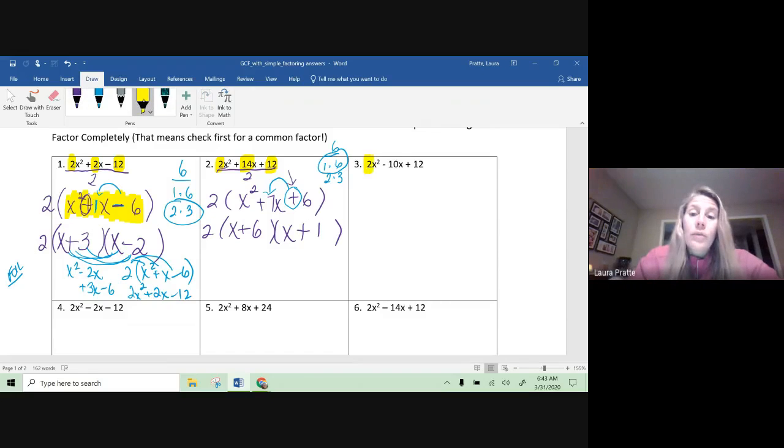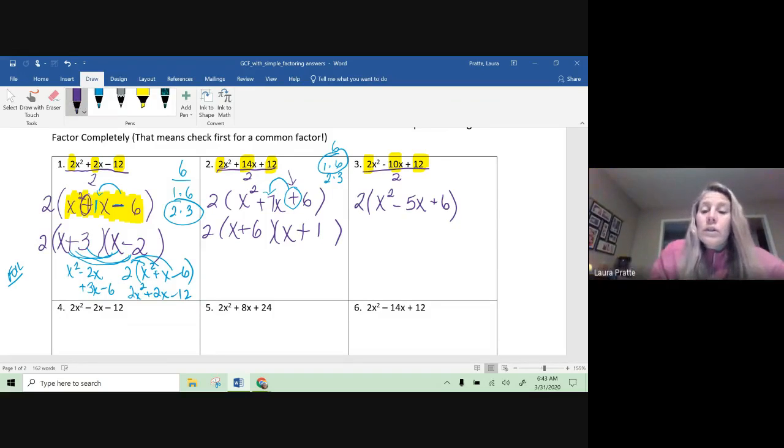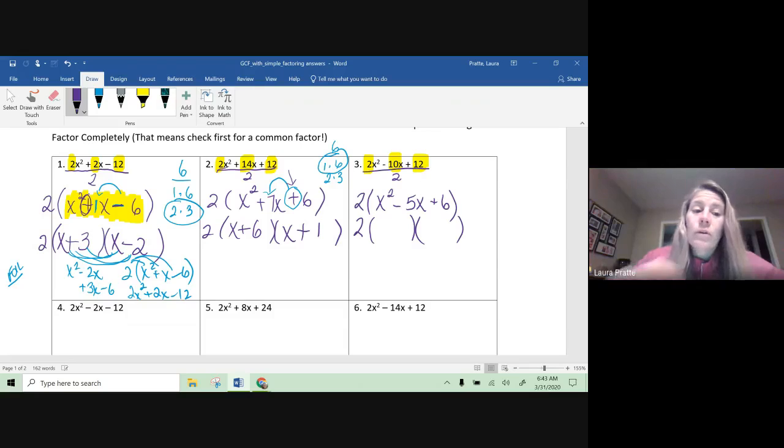All right, so let's look at number 3. Okay, again, it looks like this problem, we can also divide everything by a 2. There's that common factor there. So if we take out the 2, we're left with x squared minus 5x plus 6. So now we want to write down our two factors for that trinomial.